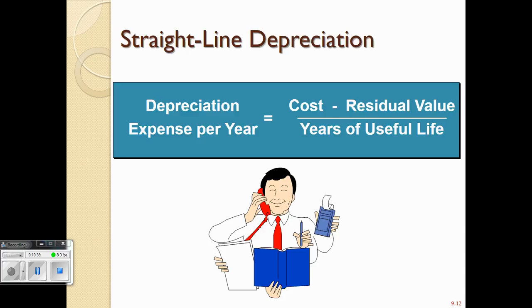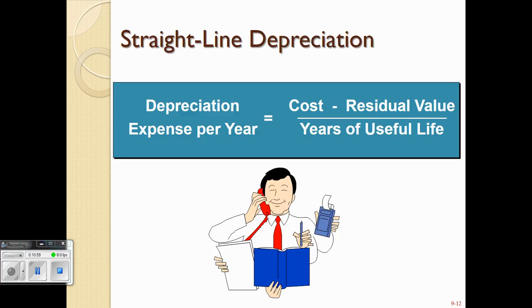the residual value is what we expect it to be worth, what its value is going to be when it's all used up. Even a truck that we've used extensively for the last 5 to 10 years or whatever still has a little bit of value left. I mean, we're going to get maybe $3,000 for it or $5,000 when we go to trade it in. That's going to be the residual value.